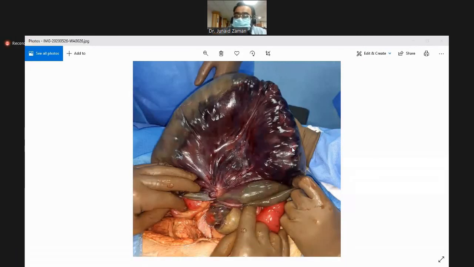Now we cannot place a mesh where there is gangrenous bowel, because if we place a mesh in here, it is going to get infected. There is a foreign body which is going to get infected. That's the reason why whenever we see a patient, we try to operate as early as possible so we can place a mesh. Otherwise, we cannot place a mesh, and there will be more chance of recurrence in this patient. Fine.